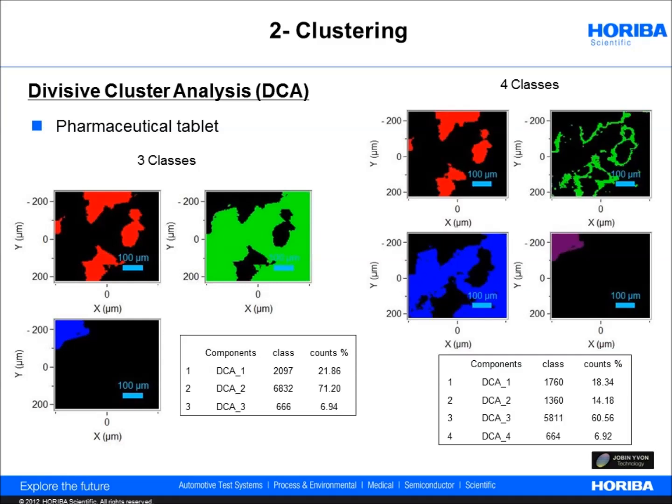The number of classes is important. If 4 classes are input, then the final result is dramatically changed. The green map, mostly surrounding the red particles of acetaminophen, represents the mixture acetaminophen-aspirin and not a pure compound.